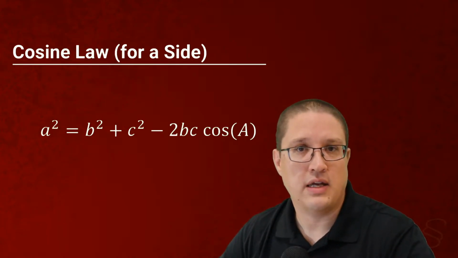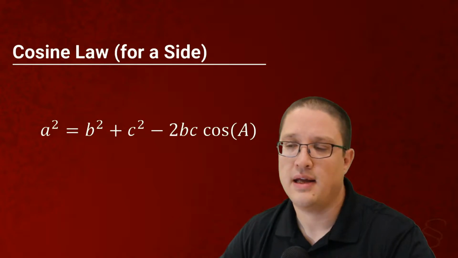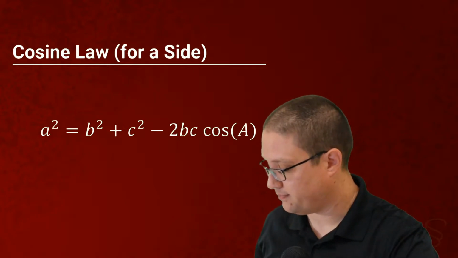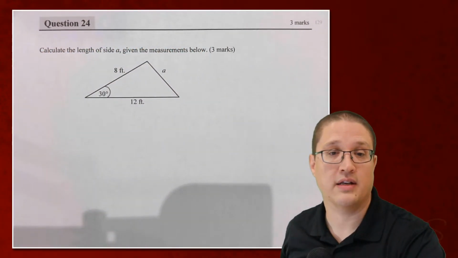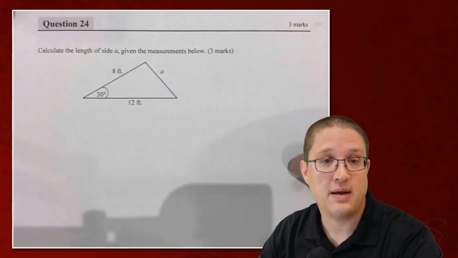Because it's a little tricky to switch things around, I usually find that it's easiest to relabel my triangle so that I'm always looking for side A. It's just a little bit of a trick that makes it a little bit easier to do, in my opinion. So let's take a look at an example here. In this case, I've got an example from an old exam.